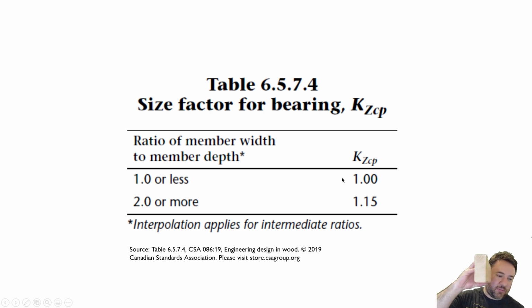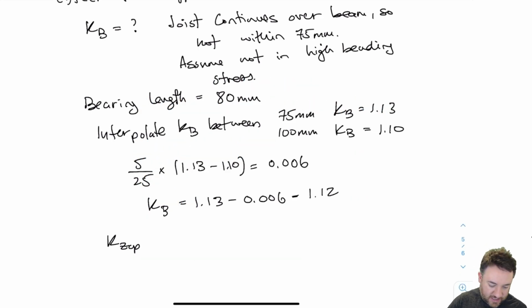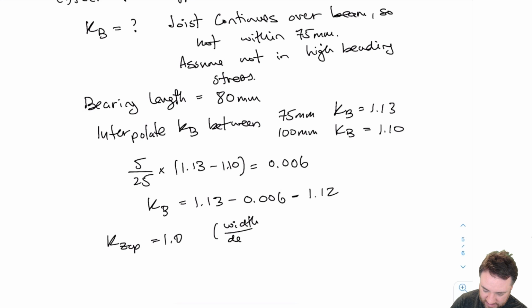Basically, if I know that my member is arranged vertically like this, with the strong axis up and down with respect to the bearing surface, then my KZCP is going to equal 1. The point of KZCP is to account for members that are being borne against on the long side, on the flat side. So KZCP is going to equal 1.0, right? Because width divided by depth equals 38 divided by 140, which is definitely less than 1.0.